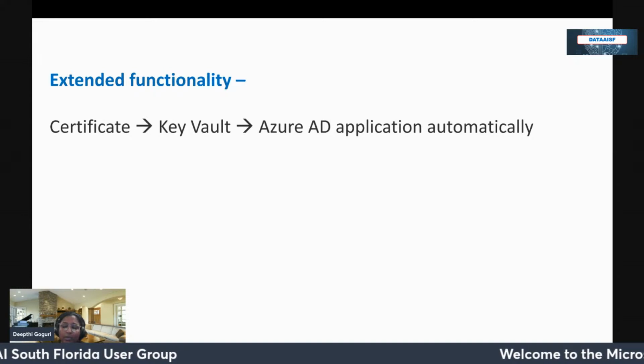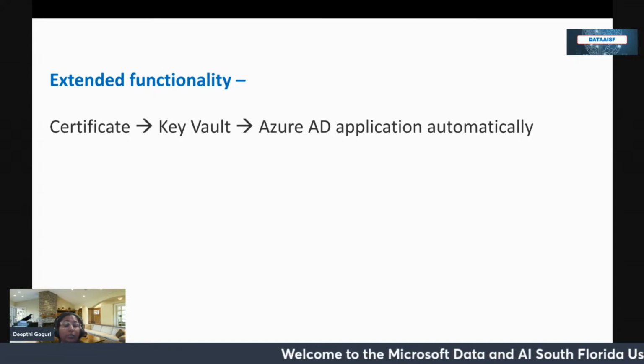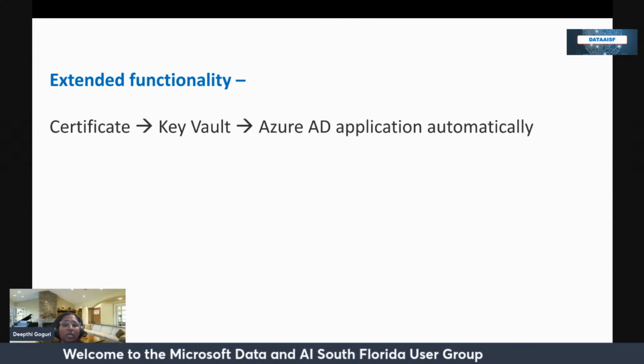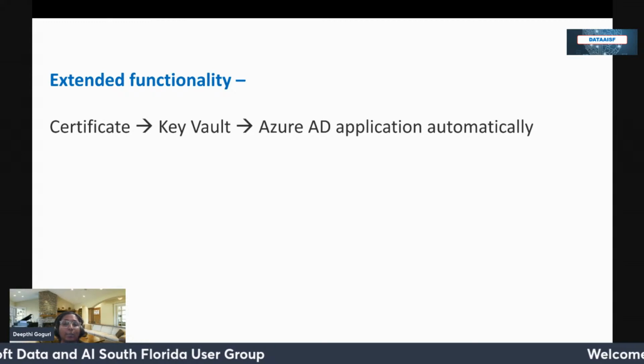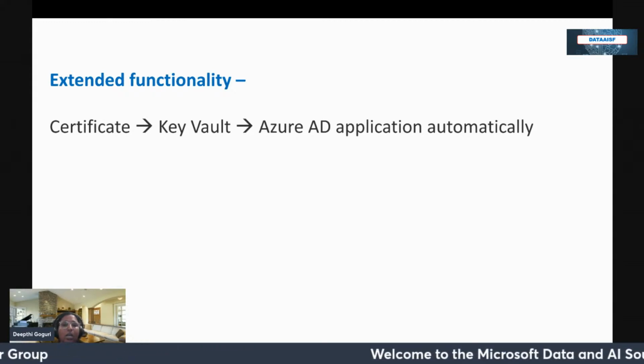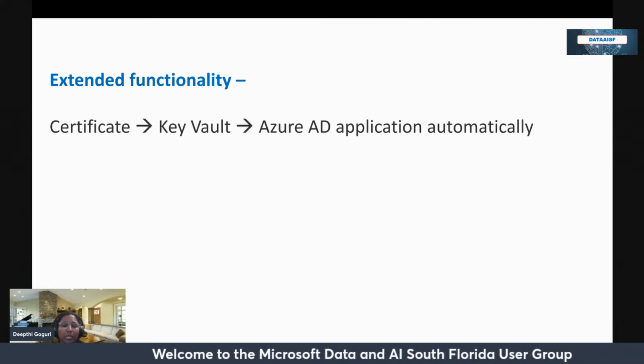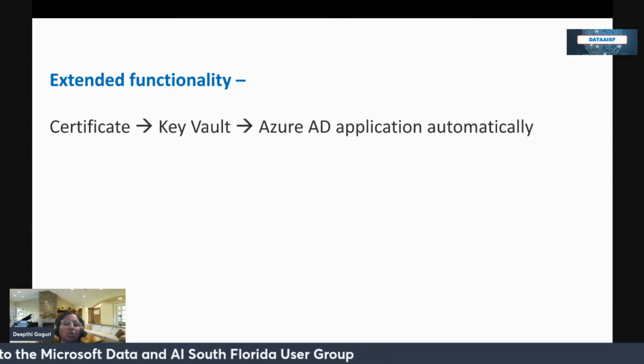So we need to create a certificate first and then place that certificate into the key vault. And then there will also be an Azure Active Directory application registered, and we can take the help of Microsoft. We can do it automatically, where that application can be built automatically, or we can manually build that application.